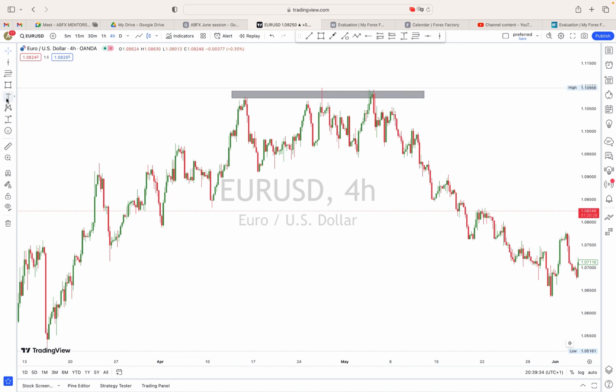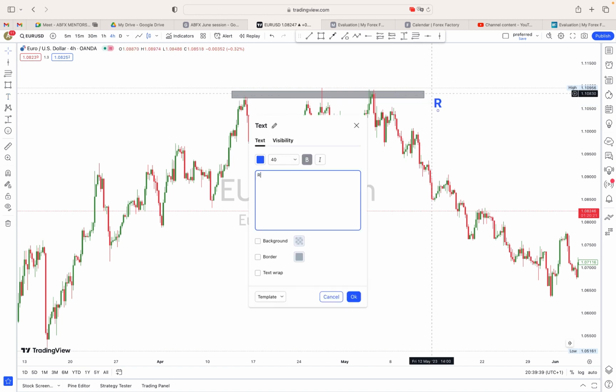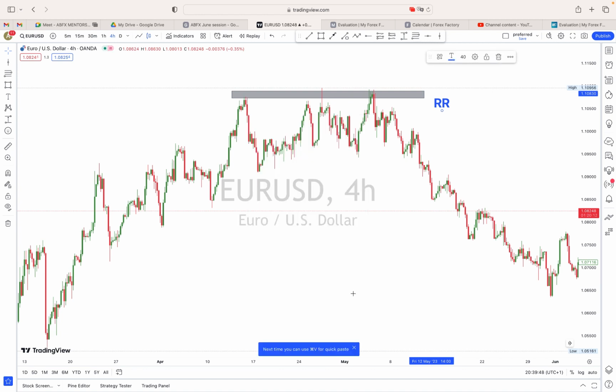So let me write beside here, resistance. I'll use a double arrow to represent resistance, and I'll use double S to represent support. So now this is a resistance, right? Why is this a resistance?